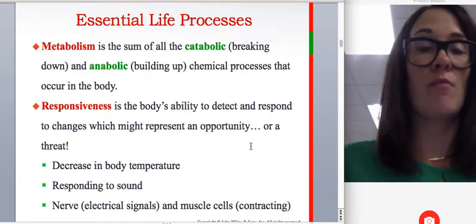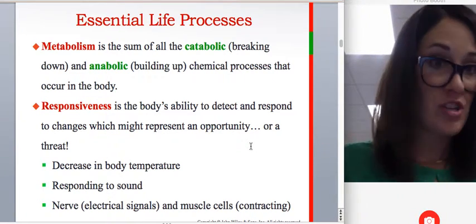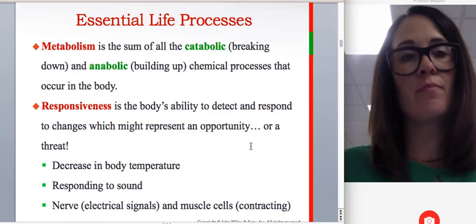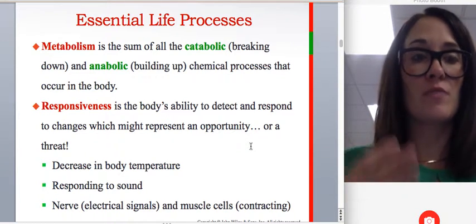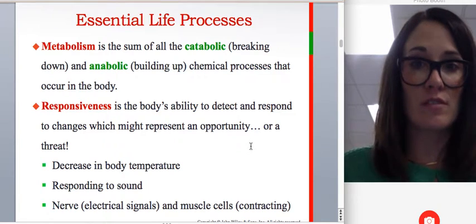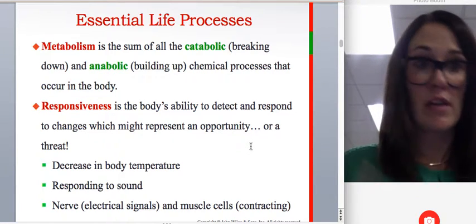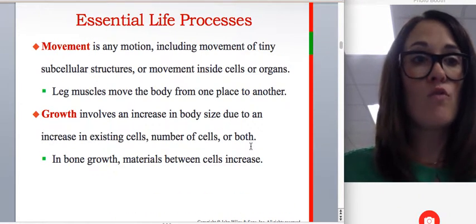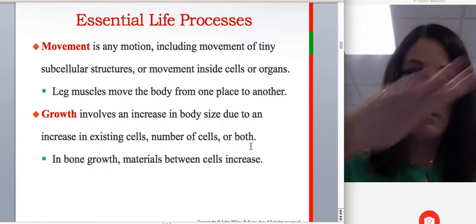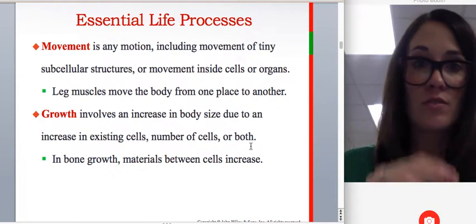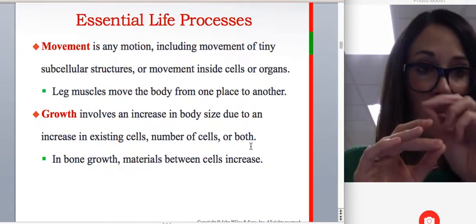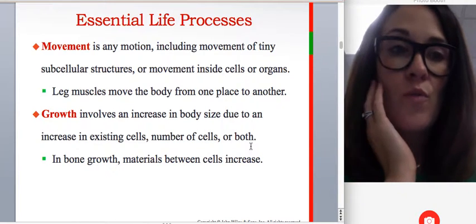Some of us have higher metabolisms. Yes, we probably work out more. Or you're born with it, or it's genetic. Responsiveness is your body's ability or cell's ability to respond to light, to sound, to it's cold out, so I have goosebumps, etc. Movement is moving, limbs, etc., but it's also cells moving and communicating with each other.